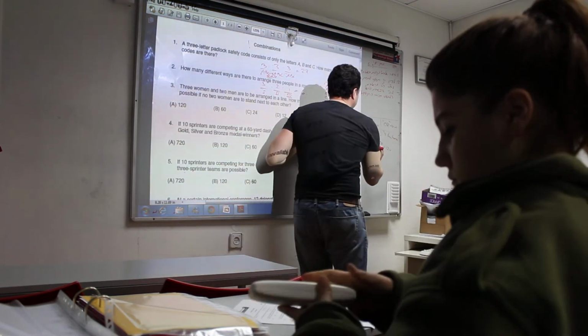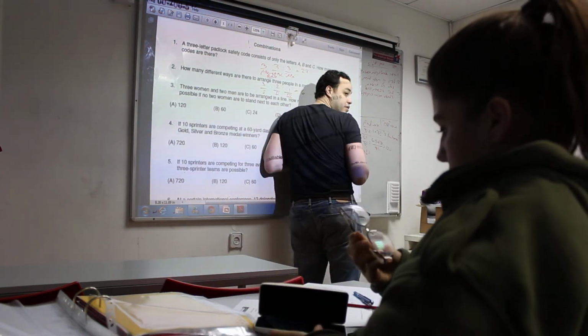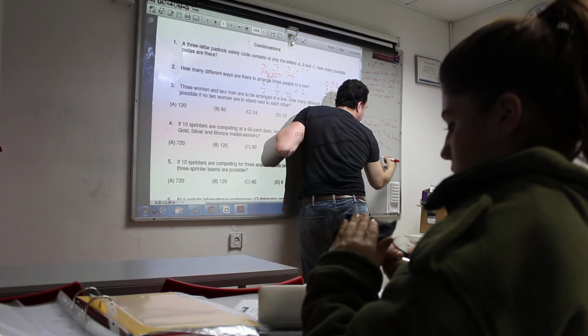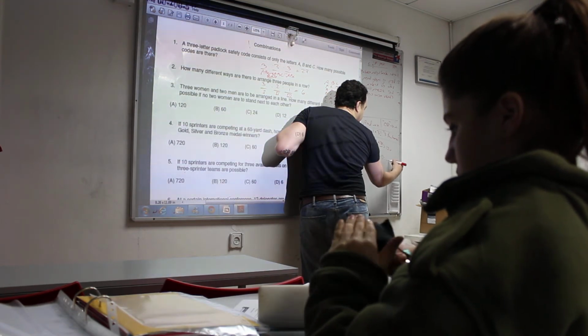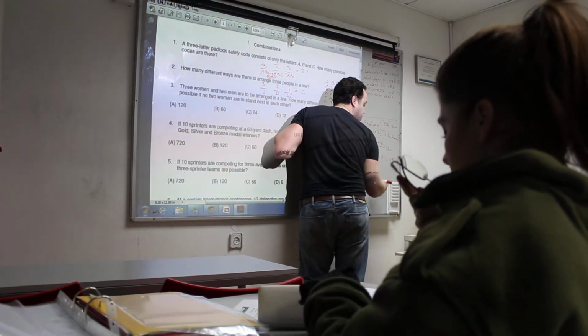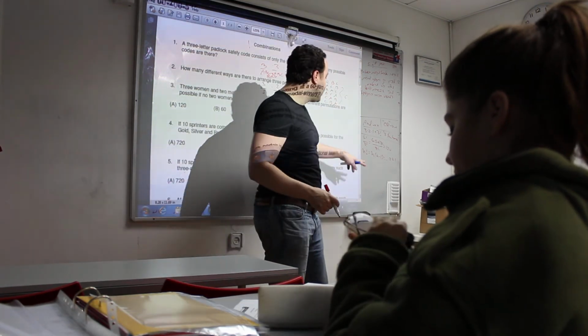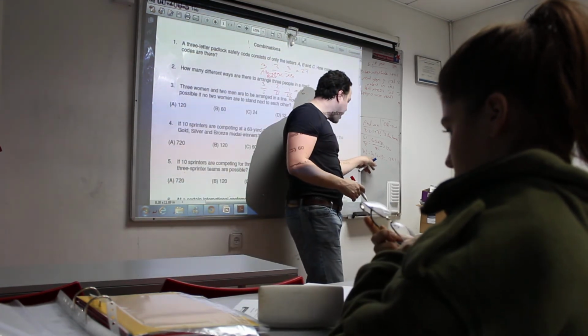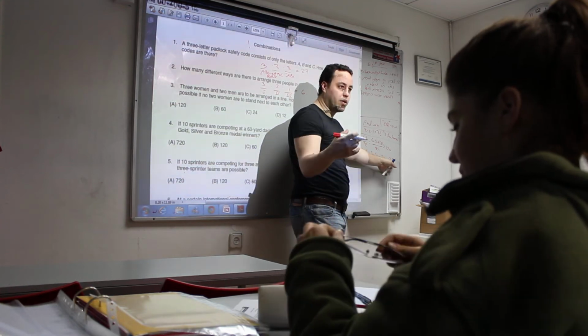What is factorial? n factorial is n times n minus 1 times and so on, times 3 times 2 times 1.